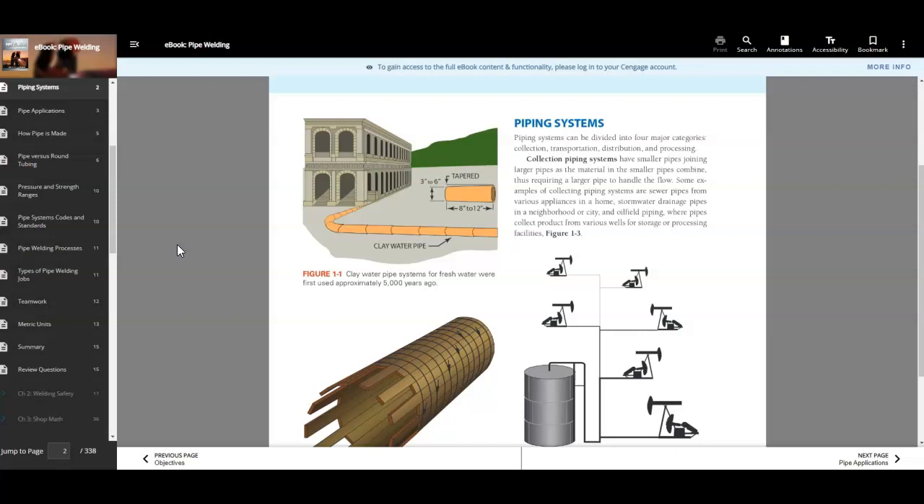Some examples of collecting piping systems are sewer pipes from various appliances in the home, stormwater drain pipes in the neighborhood or city, and oil field piping, where pipes collect product from various wells for storage and processing facilities.